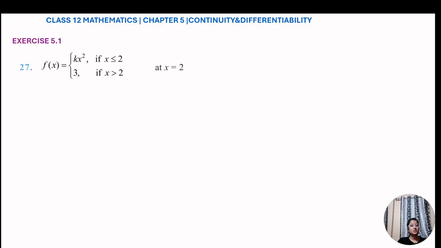The next question is question number 27. In that also, we have to make the function continuous at a given point. Our given point is x equals 2, and our function is defined like this. Again you have to find a condition on k so that the function is continuous. I can give you it as homework, because it's very easy to find the limit, since it's a polynomial function. I can give you the value of k here, and I think its value will be 3 by 4. Yeah, the value of k will be 3 by 4.